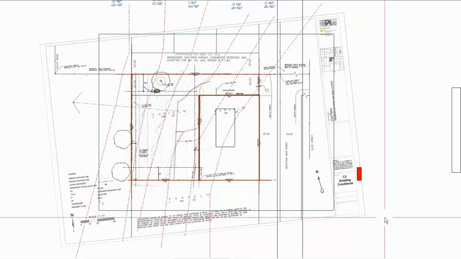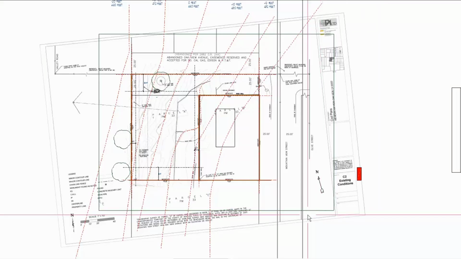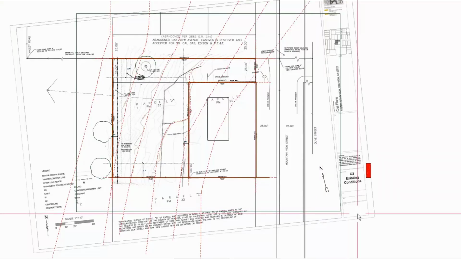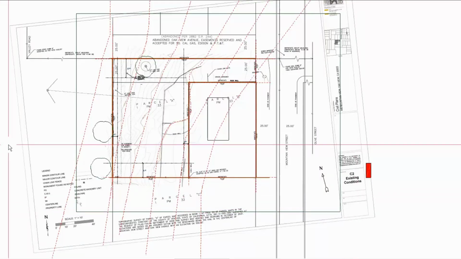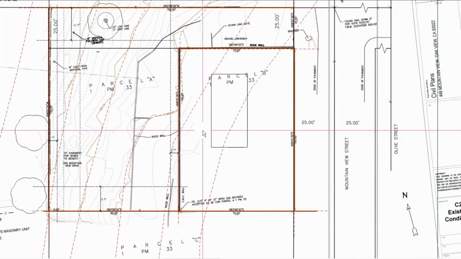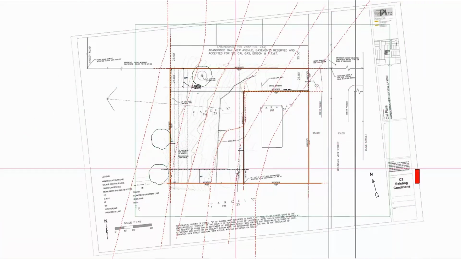Okay, so this is a 3D grading video. What we're looking at here is my plan superimposed over the previously done civil engineering plan, which had elevation lines on it. So you're looking at two plans here, but you can see the one in the background.